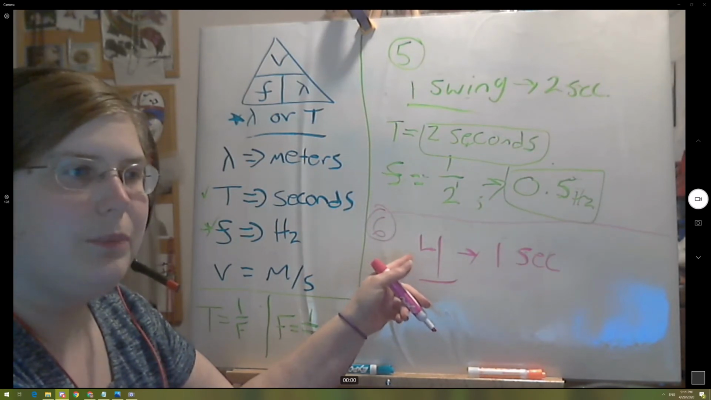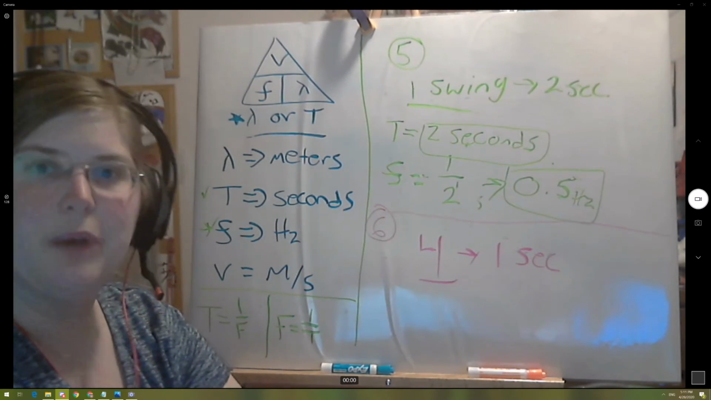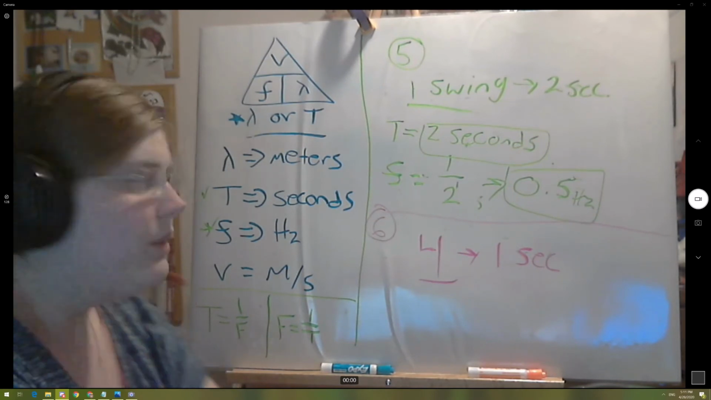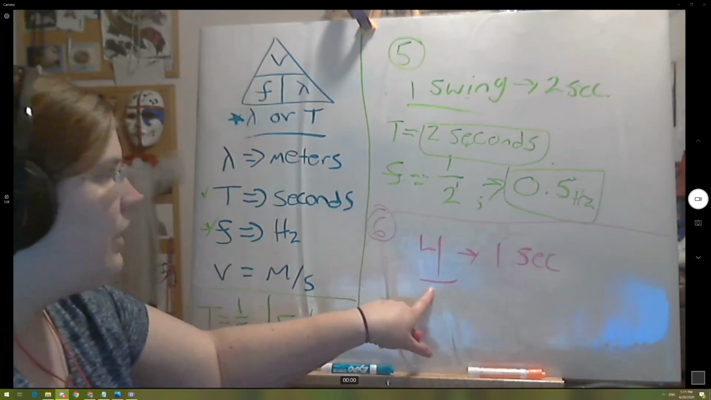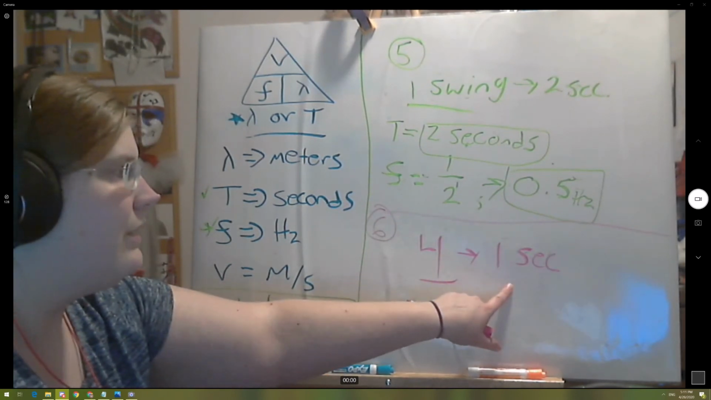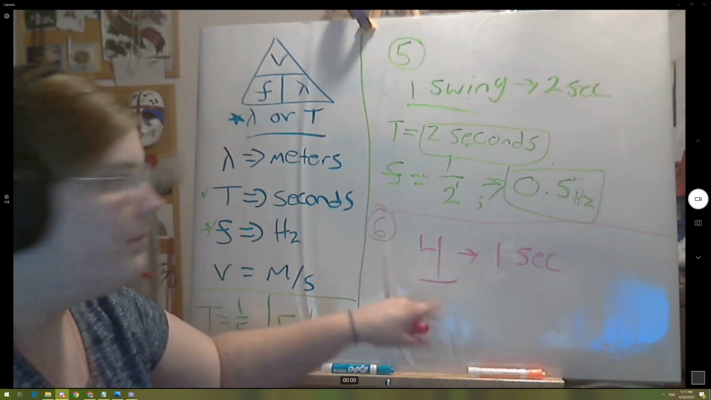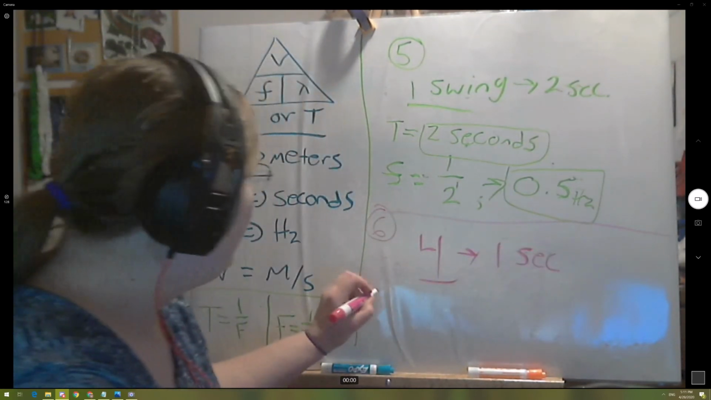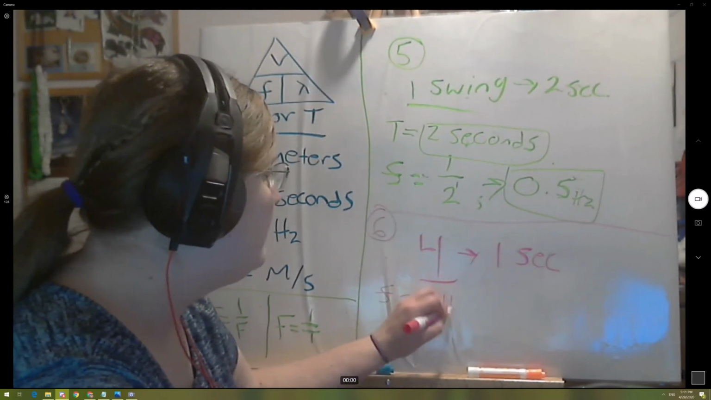So if it's not our period, if we think about what our frequency is, it's how many cycles go by in 1 second, which we've already gone through. So here, 4 in 1 second means that this here is our frequency. Okay, so we can already say F equals 4 hertz.